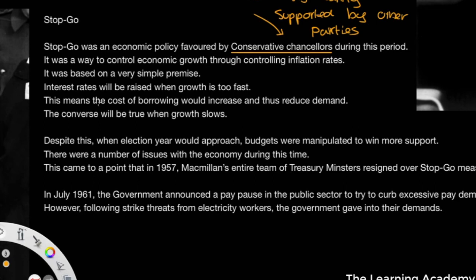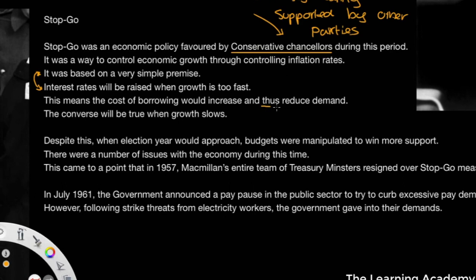So it was a way to control economic growth by making changes to interest rates. So the belief was that if we control interest rates, to increase and decrease them, then we can control economic growth on that very basis. And it's based on a very simple premise. When economic growth was too fast, because economic growth can happen too quickly, the government would increase interest rates. And this means that the cost of borrowing would increase because of the increase in interest rates. As a result, the price of borrowing increases, thus the demand reduces.